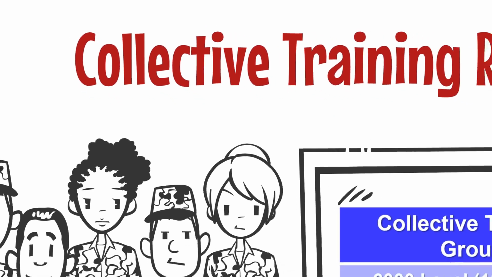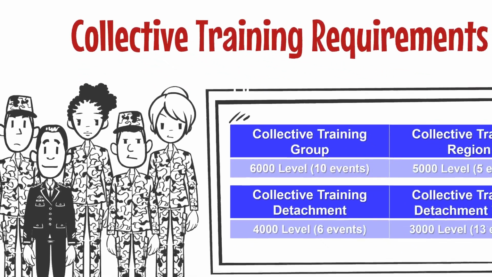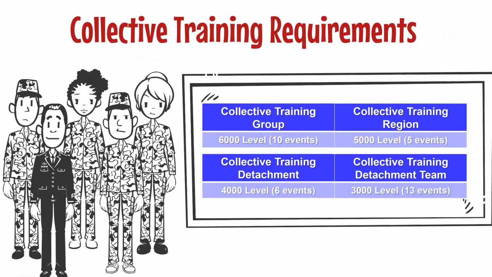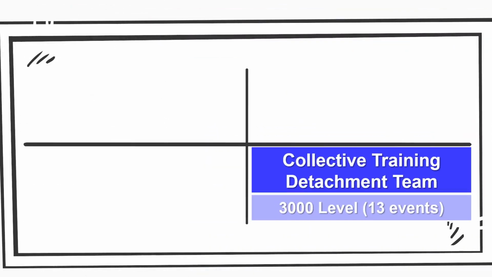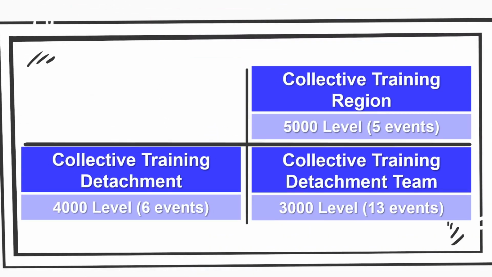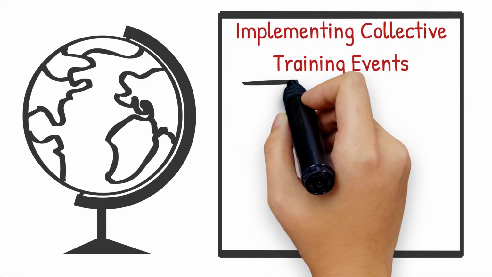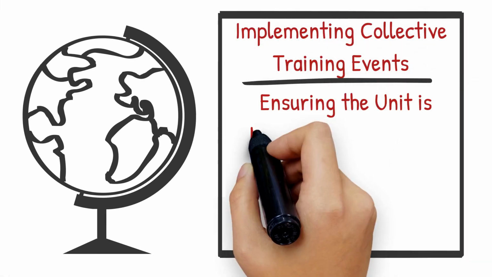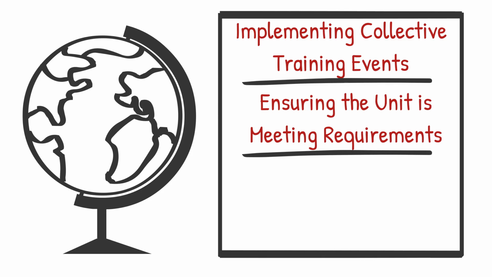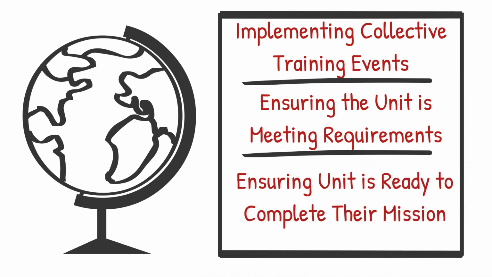Collective training requirements focus on the unit level and are indicated using a numeric code. Levels of collective training include the detachment team, detachment, region, or group. Implementing 3,000 and 4,000 level collective training events, ensuring the unit is meeting training requirements, and ensuring the unit is ready to complete their mission is the ongoing responsibility of the unit commander.